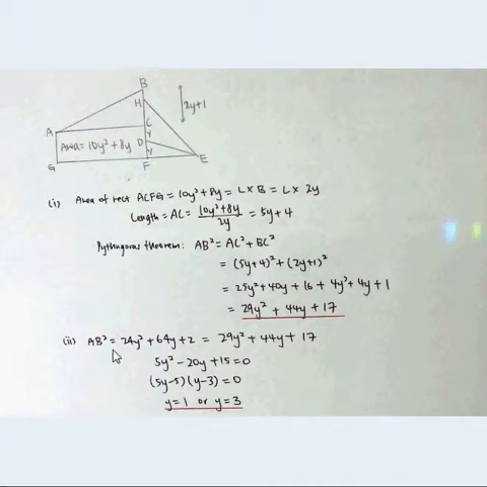Next, we are given that AB squared is 24y squared plus 64y plus 2, and we equate it to the expression that we found earlier. Solving this quadratic equation, we'll end up with two values: y equals 1 or y equals 3.